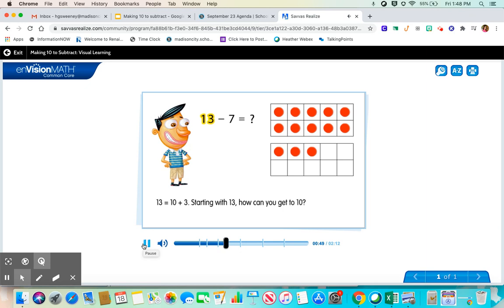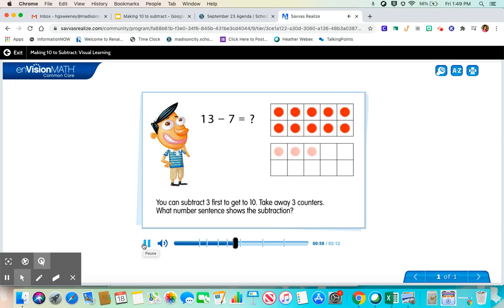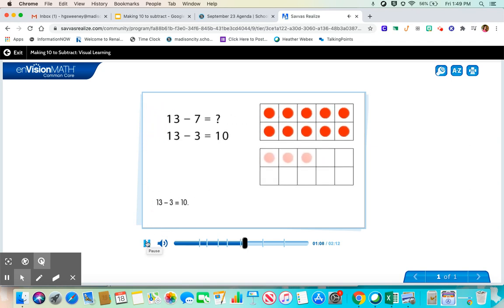Starting with 13, how can you get to 10? You can subtract 3 first to get to 10. Take away 3 counters. What number sentence shows the subtraction? Okay. So, starting with 13 minus 7, first they took away 3 just to get to 10. Okay? So now what kind of subtraction sentence are we looking at when we took just those 3 away? 13 minus 3 equals 10.